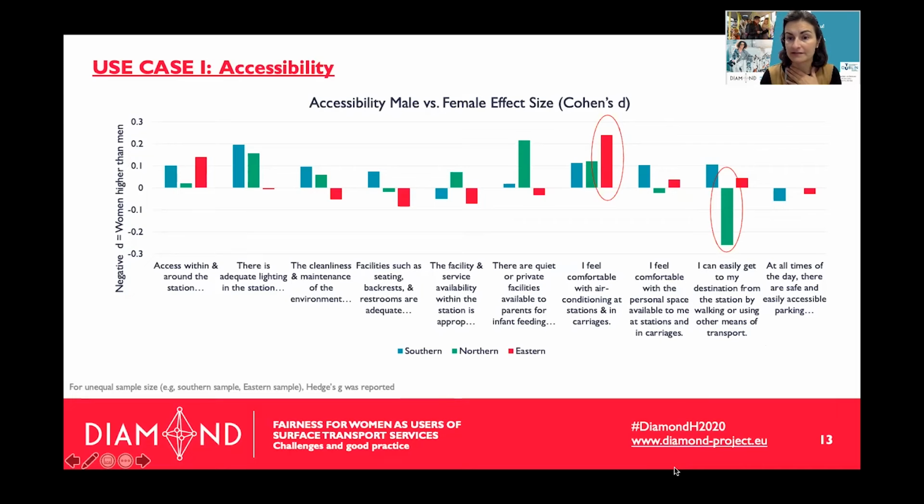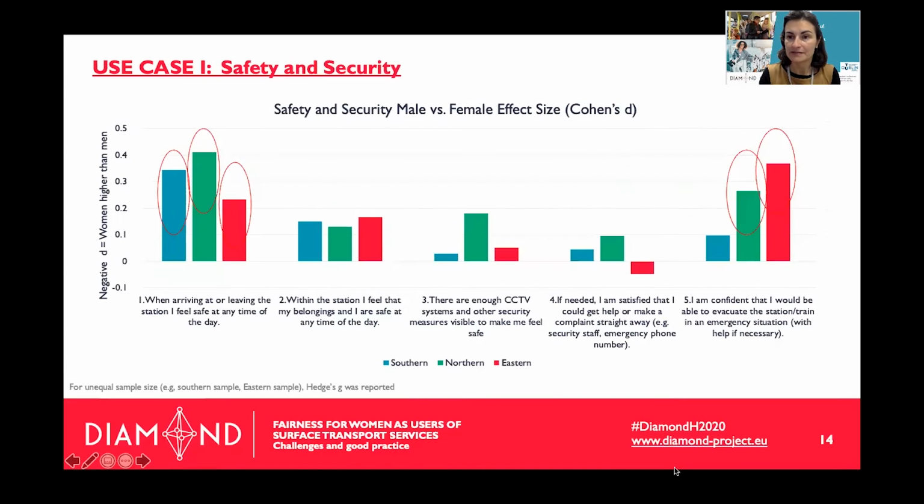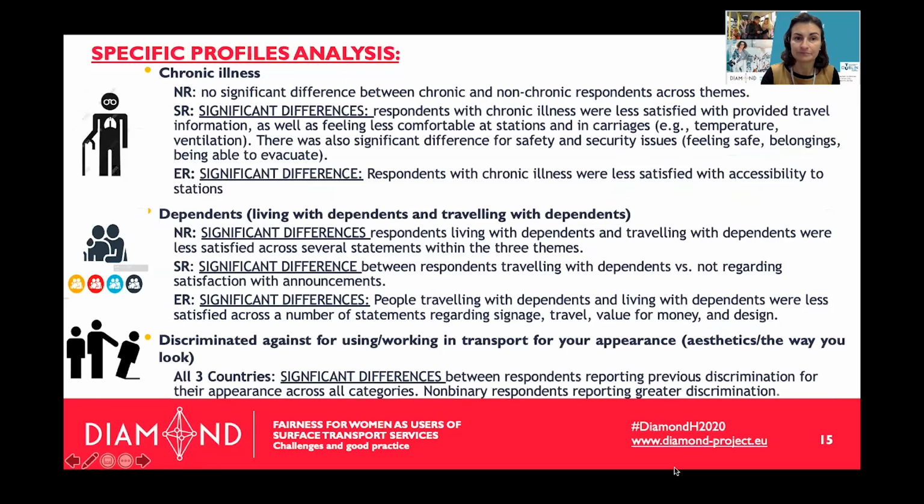that particular characteristic. Or in terms of accessibility, getting to the destination by walking in the Northern European sample, we found that females were more satisfied with that aspect than their male counterparts. In terms of safety, we consistently found that females were somewhat less satisfied with the safety and security characteristics than the males, and that was true in the three samples. So, for instance, when arriving at or leaving the station, at least feeling safe at any time of the day, females felt less safe in that situation.